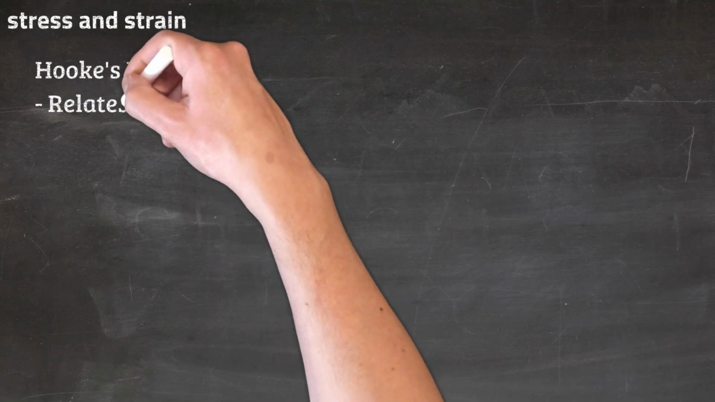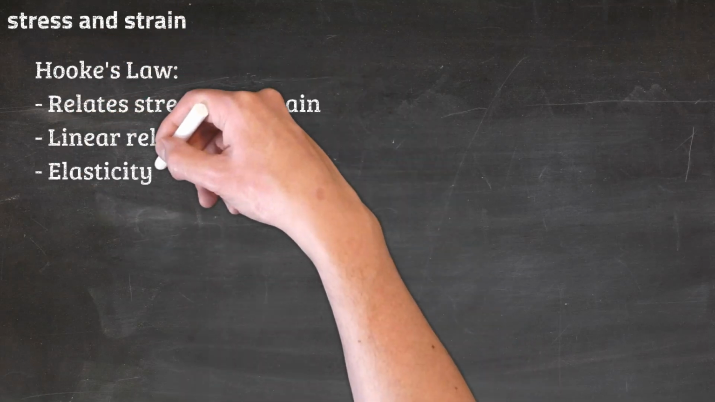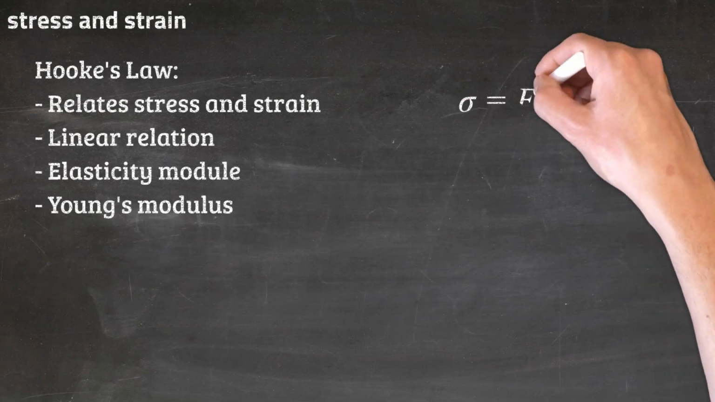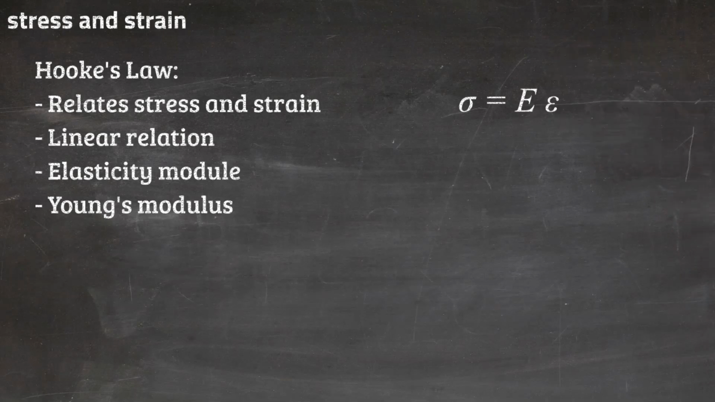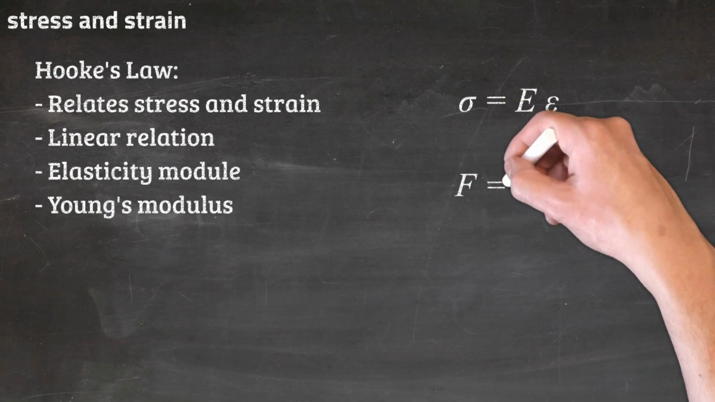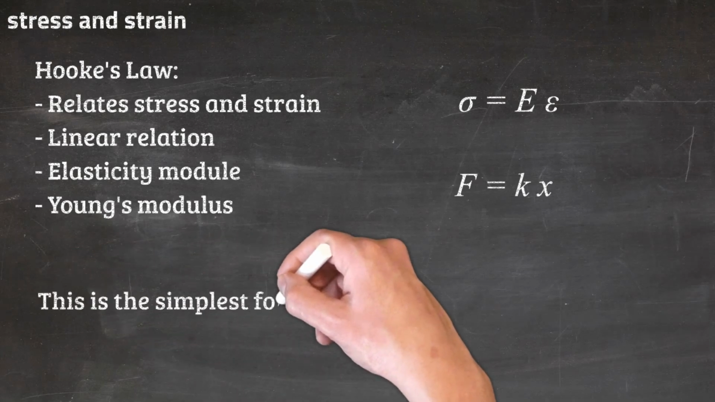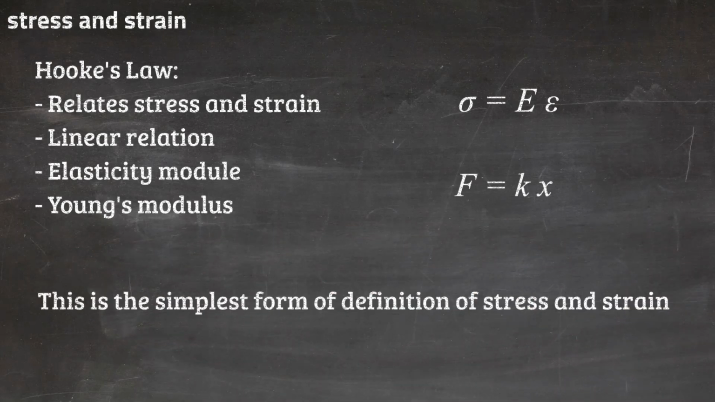Stress and strain are related to each other based on Hooke's law. This law is also referred to as constitutive law. Sigma is equal to E times epsilon. E is the elasticity modulus, also referred to as Young's modulus. This is a linear relationship between stress and strain, similar to the relationship between force and displacement in a linear spring. So far we have covered the most basic concept of stress and strain.